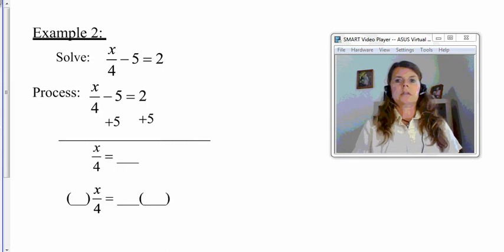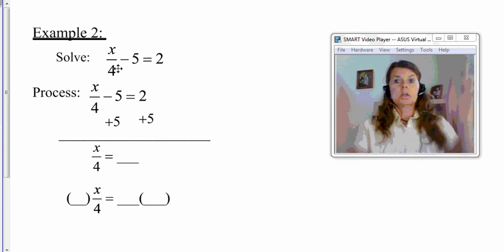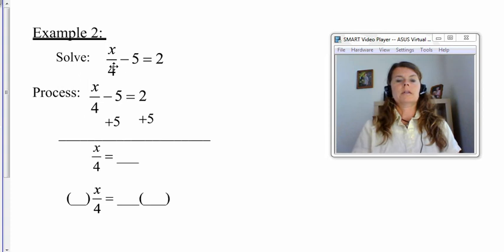Solve x over 4 minus 5 equals 2. Again, the x and the 4 are together, and they need to be split up, but they can't do it with the minus 5. As you can see, some of these steps are already done for you. To undo the minus 5, I'm going to use a different color. You have to plus 5. What you do to one side, you do to the other. So you get x over 4 equals 2 plus 5, which is 7.